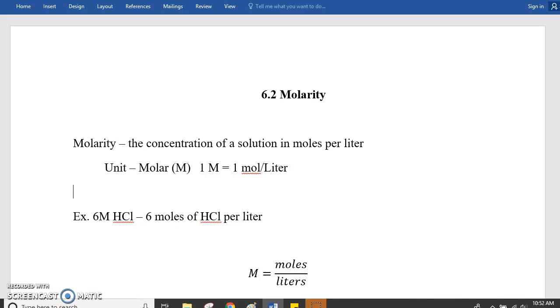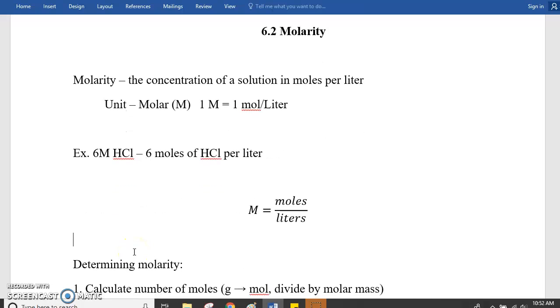For example, if we were using an acid and it says it's 6 molar HCl, which we've used before, that means for every 1 liter of the acid, there would be 6 moles of the hydrochloric compound involved. Our calculation here is really simple. Molarity equals moles divided by liters.